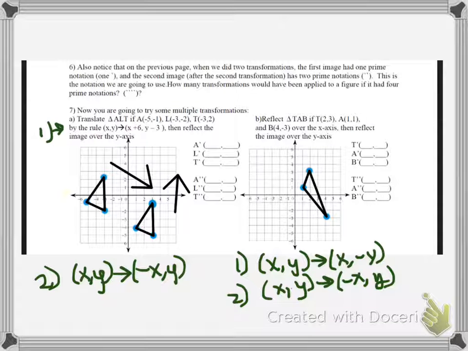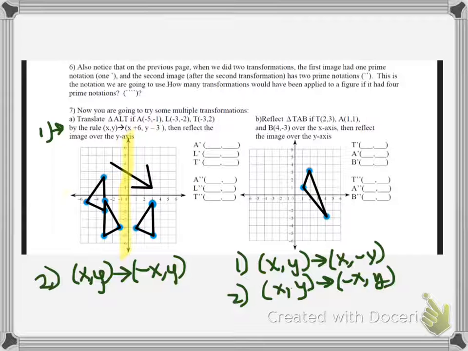I'm so sorry, I messed up. Over the y-axis. So the y-axis is here, so we will be reflecting it over this way. Okay? All right, so each point is going to come over the y-axis. So the x value is going to change sign. There we go.